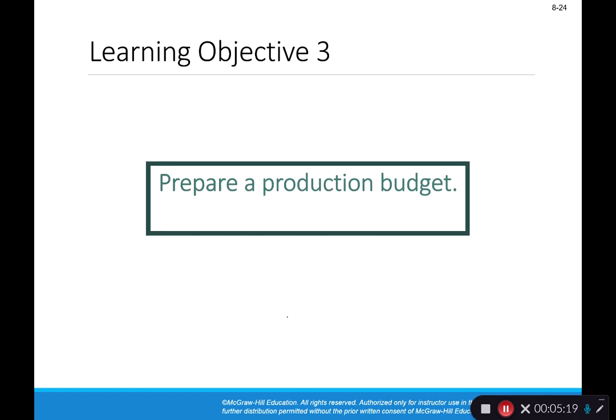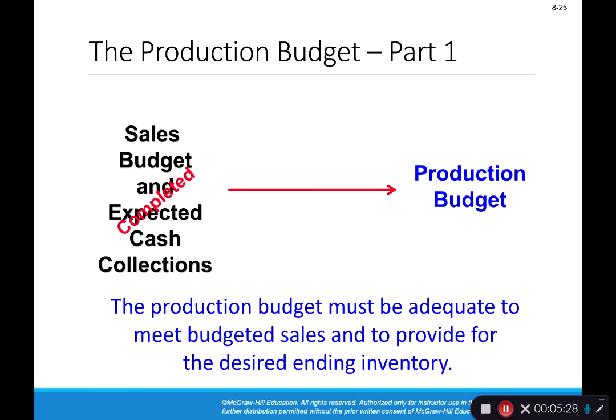Now we're going to go and create a production budget, which tells us how many units we need to produce each period. So our sales budget and expected cash collections budget is complete. We're then going to do our production budget. We need our sales budget done first because that's going to drive production. We need to make sure that we make enough goods to meet the demand that we're predicting in our sales budget.